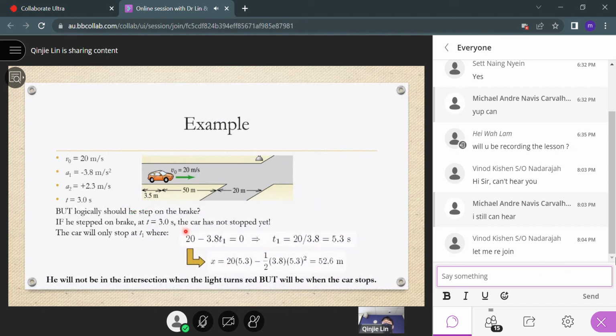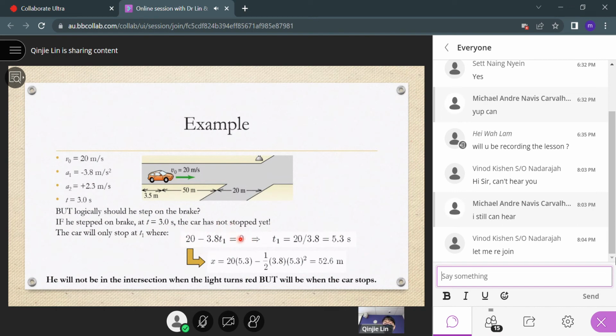But if we continue, we take a step further to analyze the problem. But logically, should he step on the brake? If he steps on the brake at t equals to 3 seconds, that means when it turns red, actually the car has not stopped yet. Just now to meet the criteria of the question, he's not in the intersection, right? He's just nicely a bit off, haven't entered yet. But actually the car has not stopped yet, right? So we want to calculate the time where the car will come to a stop. Logically, the car will only come to a stop at T1, where we then use this equation to calculate.